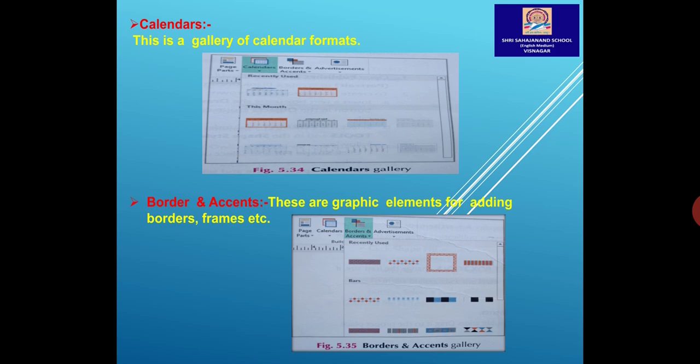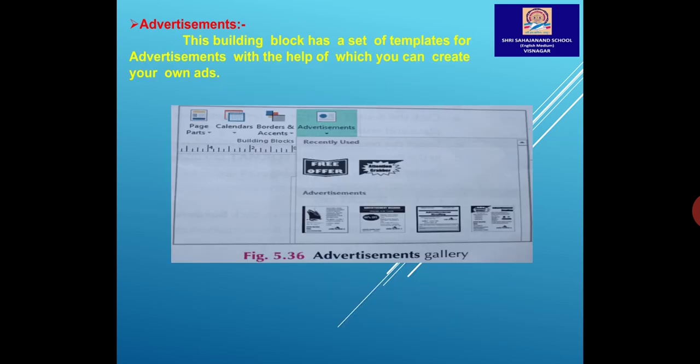Now next one is advertisements. The last one, advertisements. See, the building blocks have a set of templates for advertisements with the help of which you can create your own advertisements. By using these templates, you can apply your own idea on it and make your advertisement more decorative and attractive. Here is the figure about it. In this way, we can create our own Publisher page.